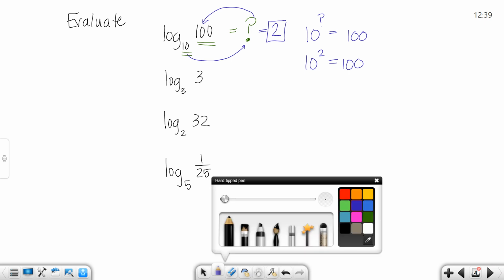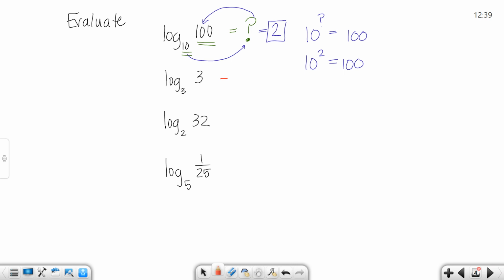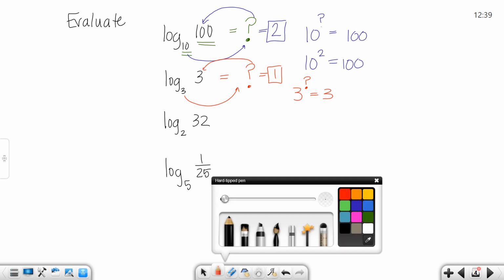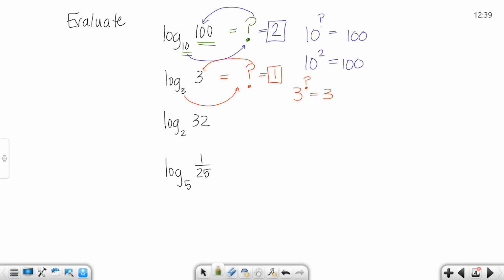Okay, let's try our next one. I'm going to pick a different color. 3 to what power is 3? Well, that would be the 1 power. So this answer here would be 1. Let's try the next one.